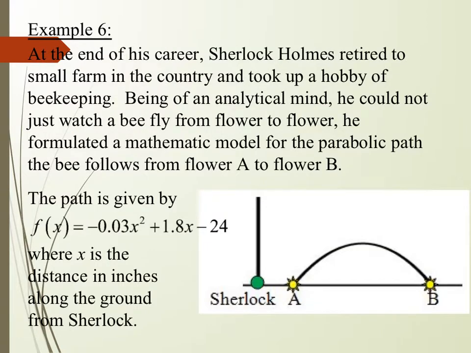So here we have an application. At the end of his career, Sherlock Holmes retired to a small farm in the country and took up a hobby of beekeeping. Being of an analytical mind, he could not just watch a bee fly from flower to flower. He formulated a mathematical model for the parabolic path the bee follows from flower A to flower B. The path is given by f of x equals negative 0.03x squared plus 1.8x minus 24, where x is the distance in inches along the ground from Sherlock. So Sherlock is at the origin, and the bee is going from A to B.